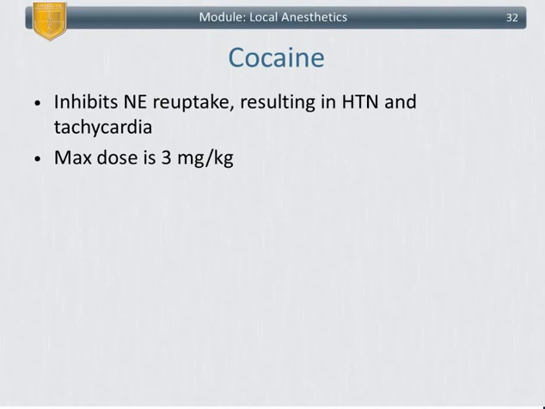Cocaine is a local anesthetic. It inhibits norepi reuptake, which produces hypertension and tachycardias, and generally produces a cardiac irritability. So cocaine and methadone is a pretty dangerous street combination, given the cardiac irritability with the QT prolonging of methadone. Maximum dose for cocaine as a local anesthetic is 3 milligrams per kilo.